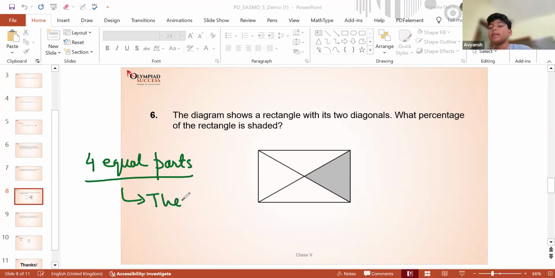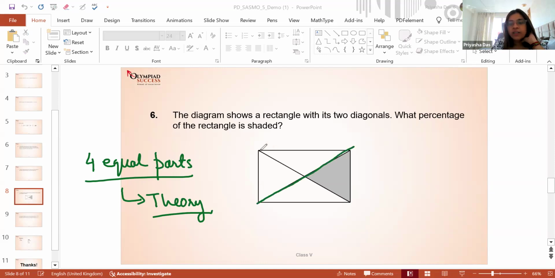Yeah, but it says two diagonals. Yeah, these are the two diagonals. Diagonal number 1 and this is diagonal number 2. When they meet at a particular point, Avyansh, they are breaking this rectangle into 4 equal parts. So if it's 4 equal parts, then what percentage is shaded? 25%. Absolutely. So the only thing to catch here in these questions was the theory part.